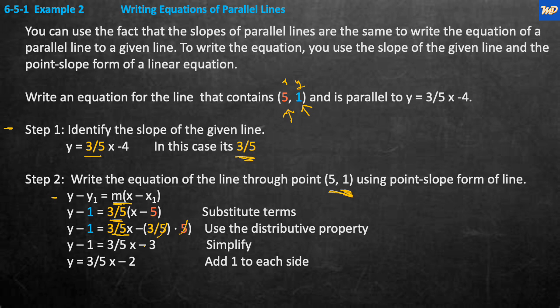Now the next thing to do is add 1. We have to get the y by itself. So let's add 1 to both sides. And you're going to get y is equal to 3/5 x. It was minus 3. We're going to add 1 to it. Now it's minus 2 because we added 1 to both sides. There you have it. y is equal to 3/5 x minus 2. The slopes are the same, and the y-intercepts are different. One has a -4, and this line has a -2, so they are two parallel lines.